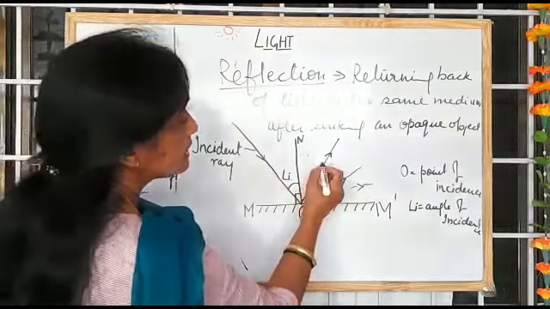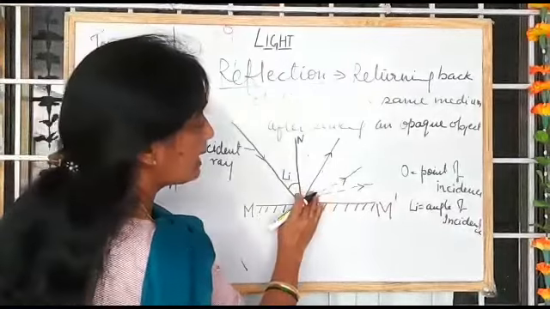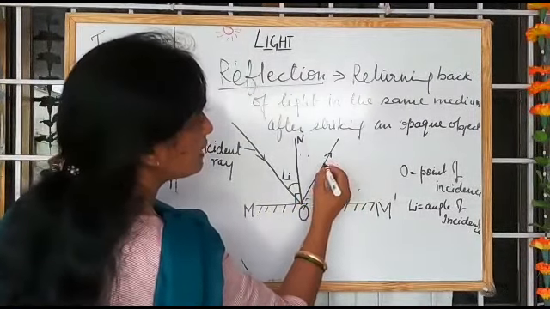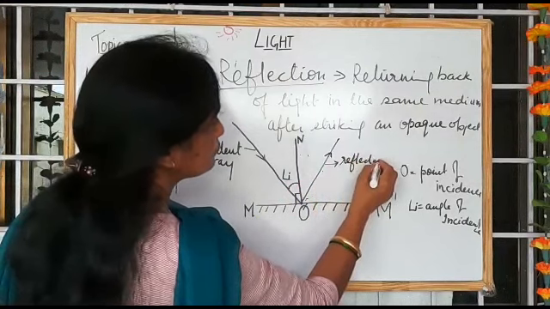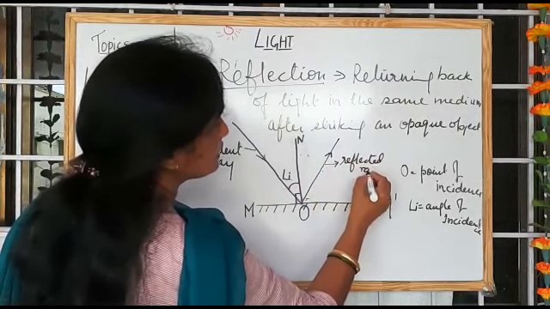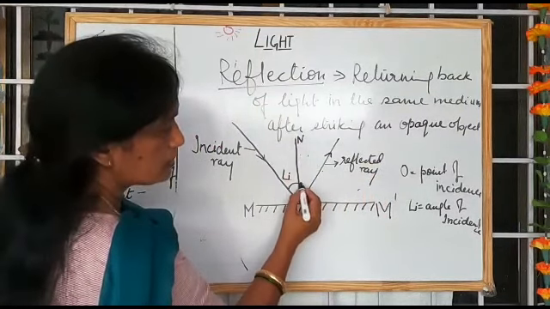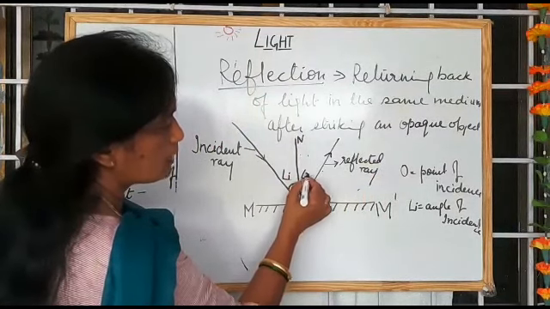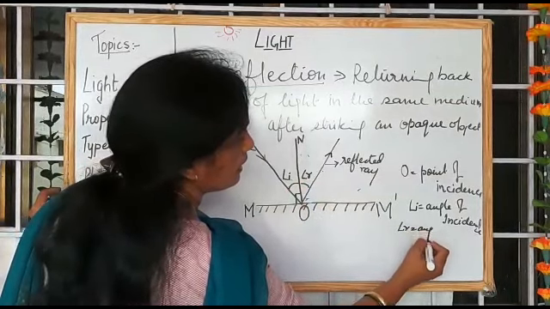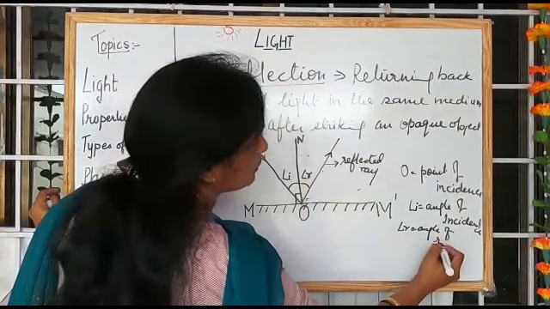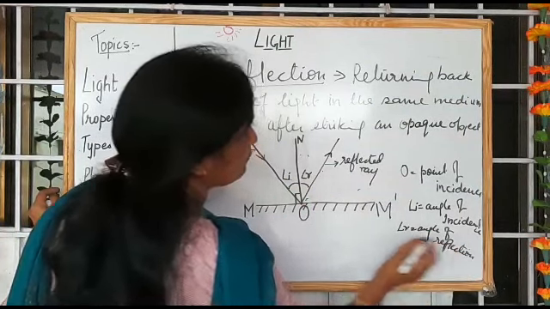And this ray, the ray which is returning back, is a reflected ray. Okay, and the angle which this reflected ray makes with the normal is called the angle of reflection. So angle R is the angle of reflection.